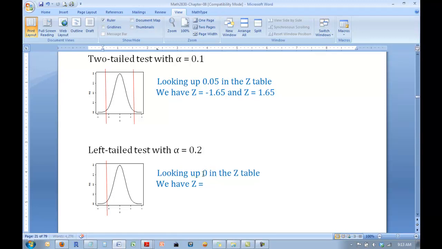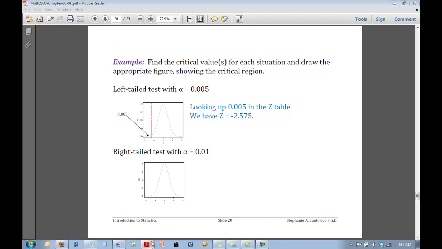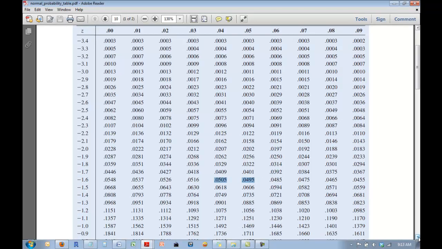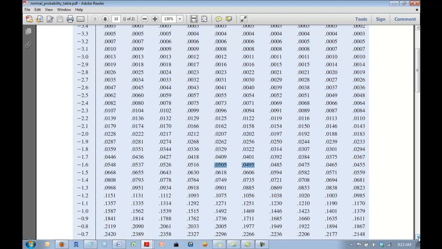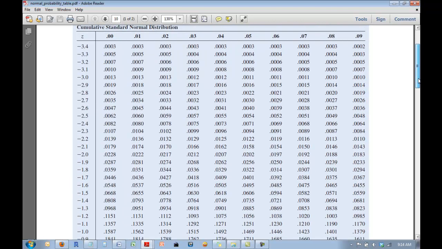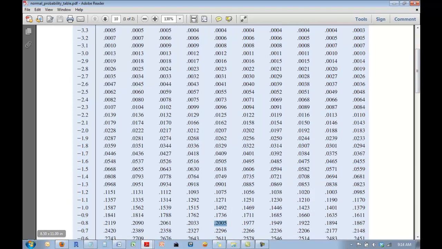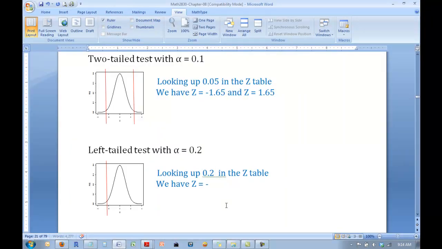Okay, so I need to look up 0.2 in my z table, and that will give me the z value that has 0.2 underneath. Since it's on the left, I know it's going to be negative. So this is my closest, right? Yep. That is a minus 0.8, and this column, so minus 0.84. So my critical value, which is defining my critical region and non-critical region, is minus 0.84. Right?